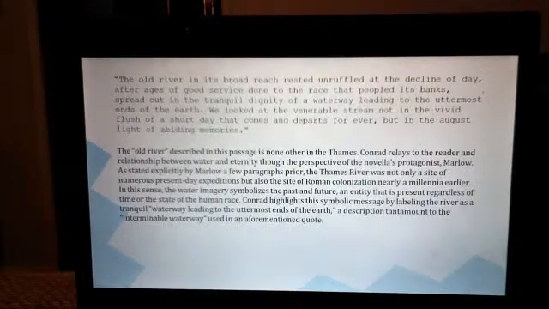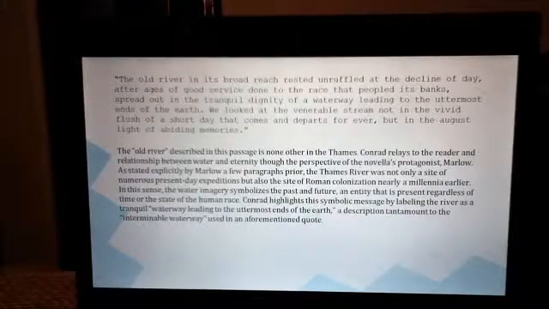And for our third quote, we chose, "the old river and its broad reach rested unruffled at the decline of day after ages of good service done to the race that peopled its banks, spread out in the tranquil dignity of a waterway leading to the uttermost ends of the earth," etc. So the old river, as indicated in the first sentence, is none other than the Thames. Conrad relays to the reader the relationship between water and eternity through the perspective of Marlowe, the novella's protagonist.